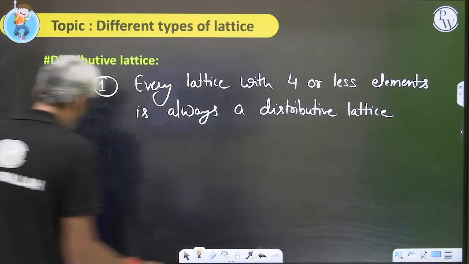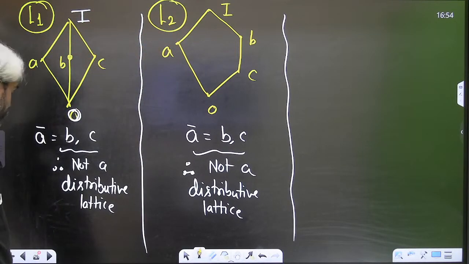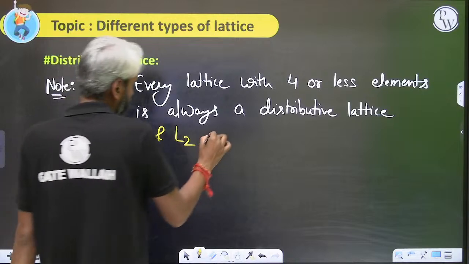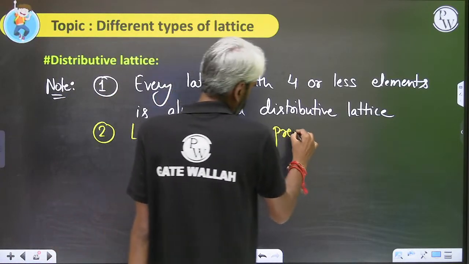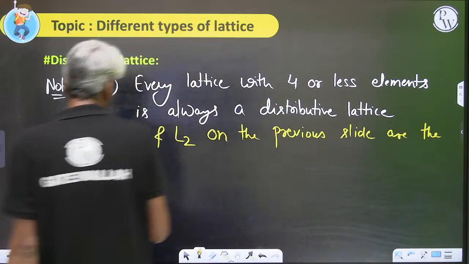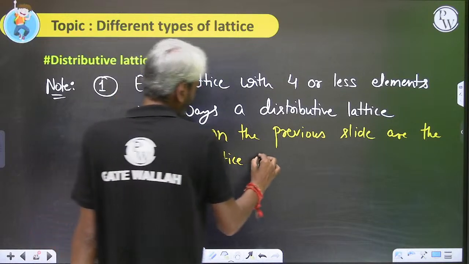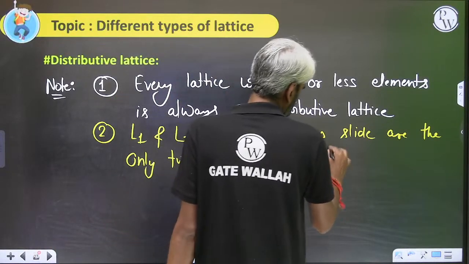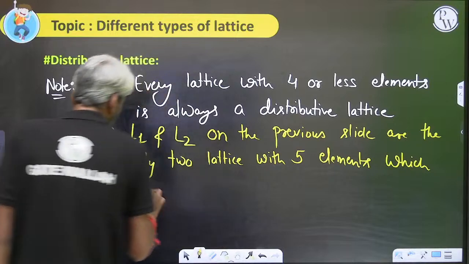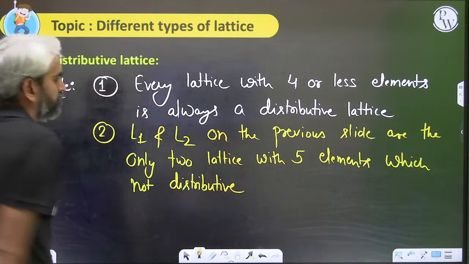So in the previous slide, I have defined two lattices L1 and L2. L1 and L2 are the only two lattices with 5 elements which are not distributive.